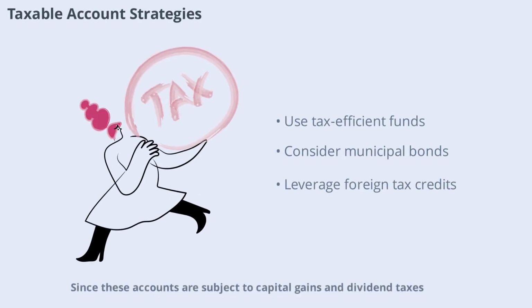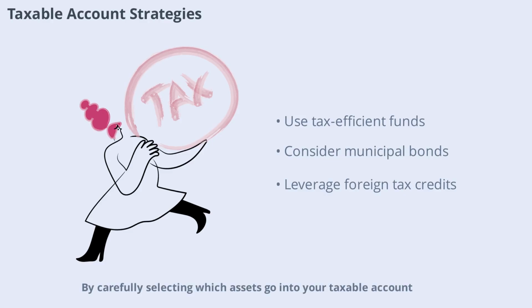Since these accounts are subject to capital gains and dividend taxes, prioritize placing your most tax-efficient investments here. International stocks, for example, may offer a foreign tax credit, making them slightly more efficient than U.S. stocks. Municipal bonds can also be a smart choice as their interest is often tax-exempt.